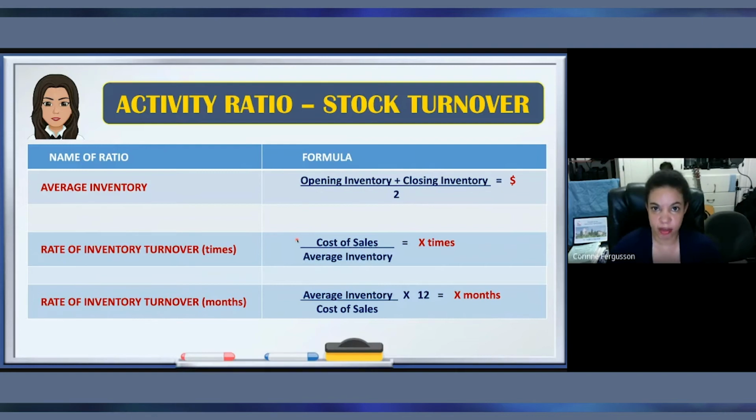And then multiply by 12. So if they ask for months, you flip this over so that average inventory goes on top, divided by cost of sales, and then you multiply by 12 because they're asking you to express it in months, and there are 12 months in a year. So the answer you get, if it is 4, will be 4 months. If it's 100, it will be 100 months. Whatever your answer is, you add months. But this is your main ratio to remember. And remember, you always have to start by calculating your average inventory.